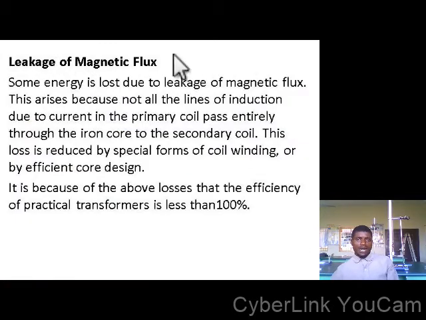Number four, leakage of magnetic flux. Some energy is lost due to leakage of magnetic flux or flux density. This arises because not all the lines of induction due to the current in the primary coil pass entirely through the iron core to the secondary coil. This loss is reduced by special forms of coil winding or by efficient coil design. It is because of the above that the efficiency of a practical machine is never 100%.